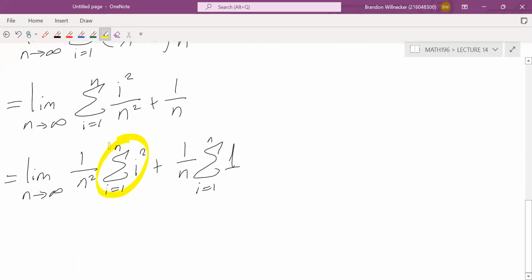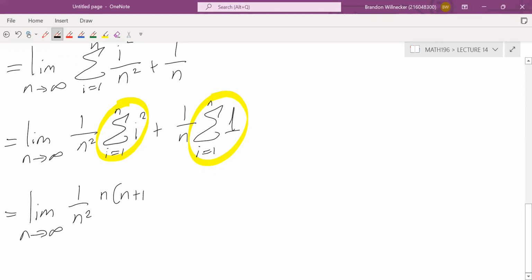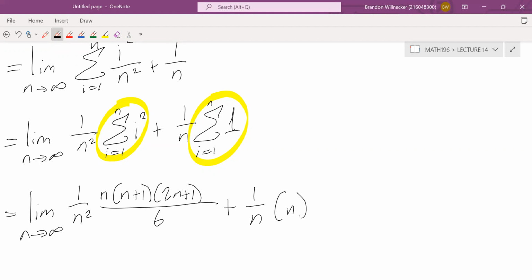Okay, so we've got this summation and this summation. We need to replace them with those expressions in terms of n. So let's do that. This is going to be the limit as n goes to infinity, 1 over n cubed, and the sum of i squared we can replace with n times n plus 1 times 2n plus 1, all over 6. And the sum of 1 is going to be 1 over n times n, because 1 plus 1 plus 1 plus 1 up to n is just going to be n.